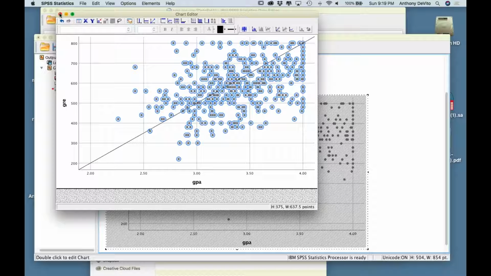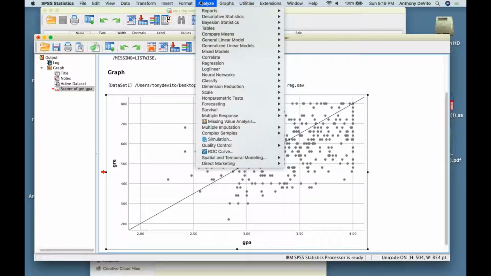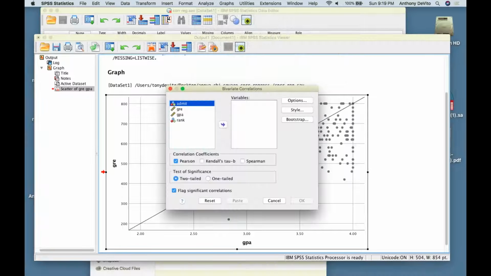Okay, so let's see if there is. Let's start with our assumption that there is no association. Let's test that assumption. Let's see if there is at least a correlation, an association between these two. So I'm going to go up to Analyze. I'm going to go to Correlate, Bivariate, because it's two variables, right? Grade point average and GRE. Notice I need to put two variables in there before it will say OK. Okay, now it says OK.